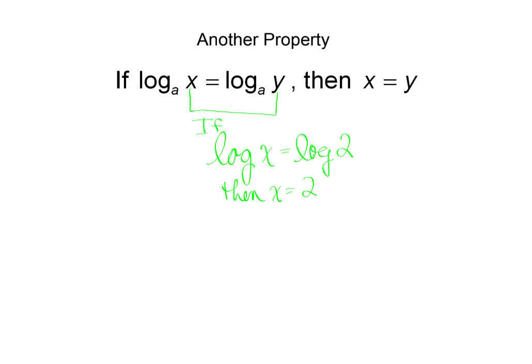Here's another property. If I have two logs of the same base set equal to each other, then I know the arguments have to be equal. So if log base 10 of x equals log base 10 of 2, then I know x has to equal 2.